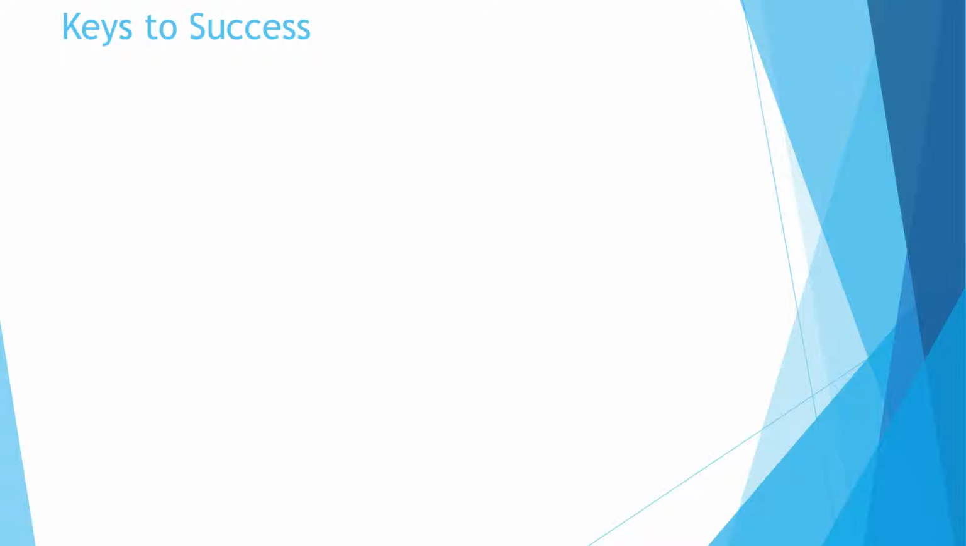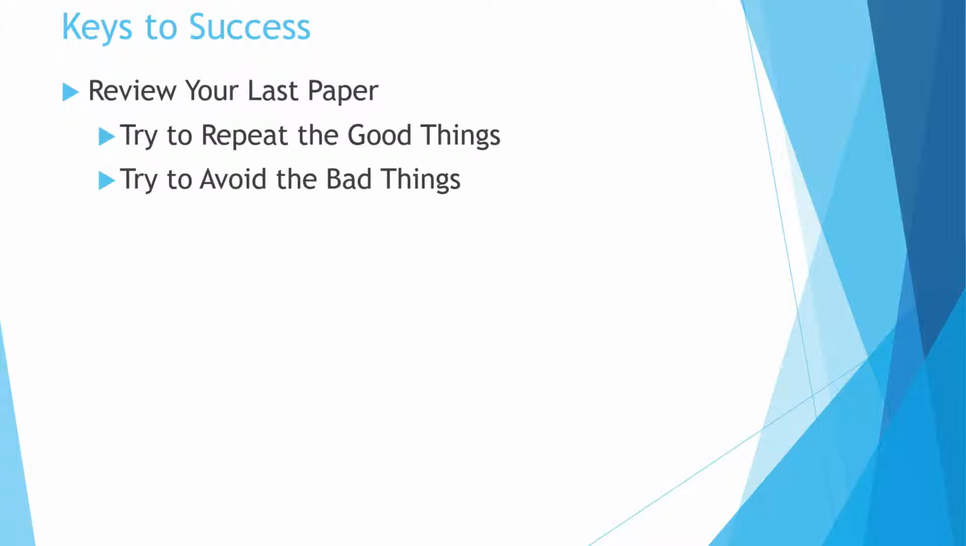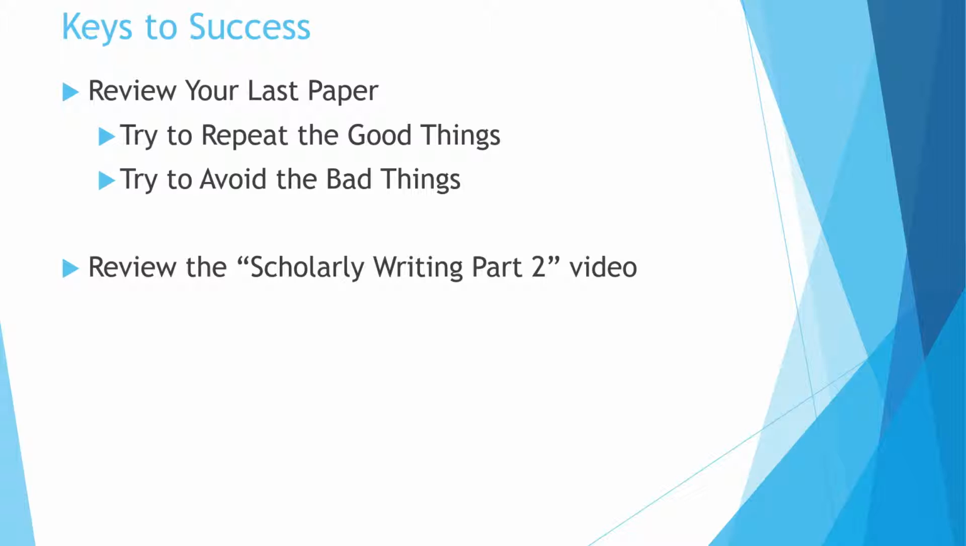So, the key to success. You should have received your week 2 papers by now and had a chance to look over the rubric that I've accompanied them with. Try to take advantage of the things I said were good and avoid doing the things that I said were not so good or areas that you could improve. If you haven't done so, take a look at the Scholarly Writing Part 2 video in the Start Here section of the class. You'll also find a couple of videos on the lit review process.